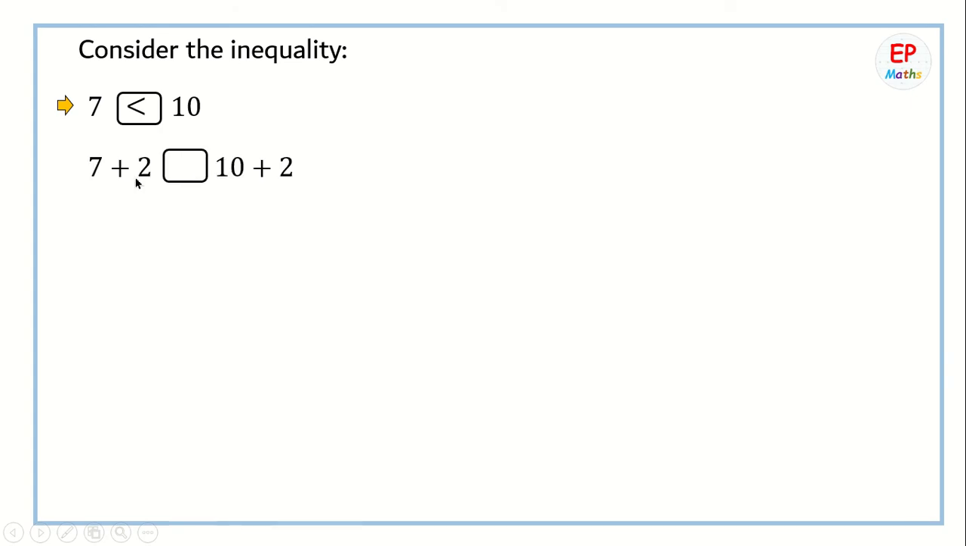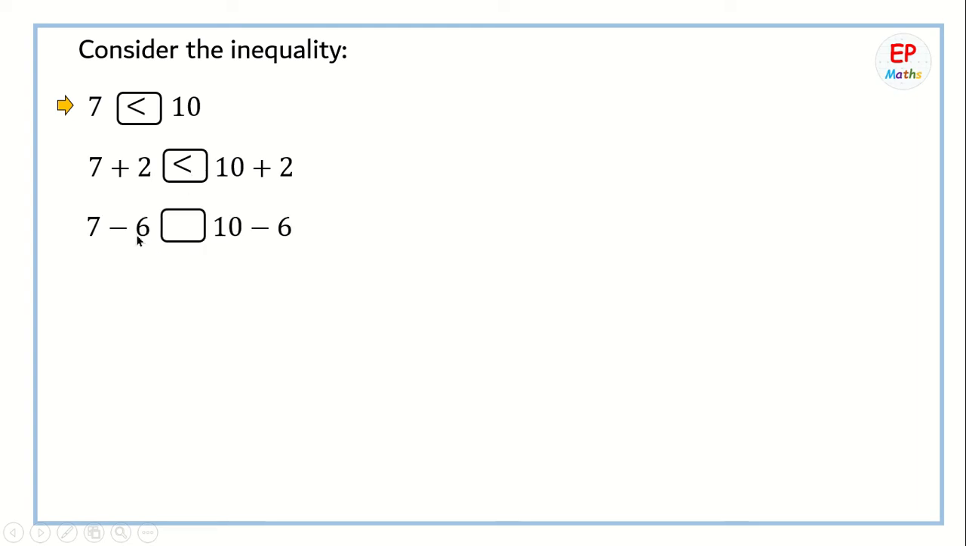Now, when we add 2 on both sides of the inequality, does it reverse the sign of inequality? Let's check. When we have 7 plus 2, we will have 9. Then 10 plus 2, we will have 12. So you see that 9 is less than 12. So you see that the sign of inequality has not reversed.